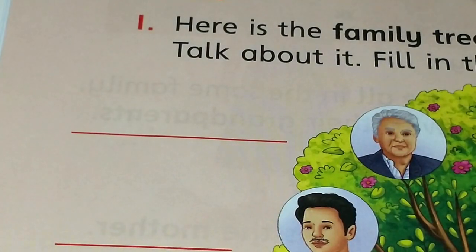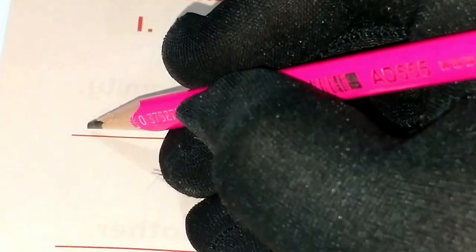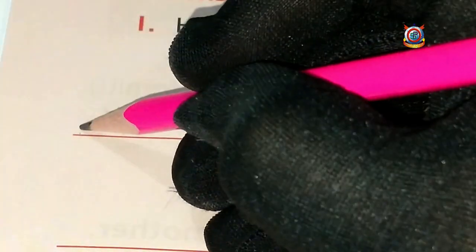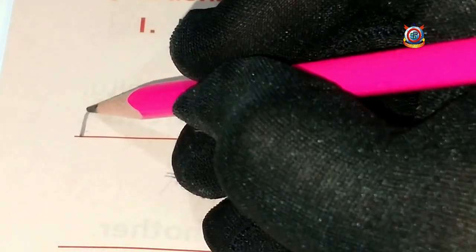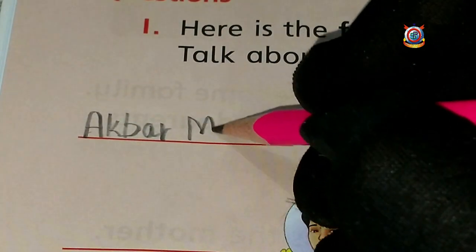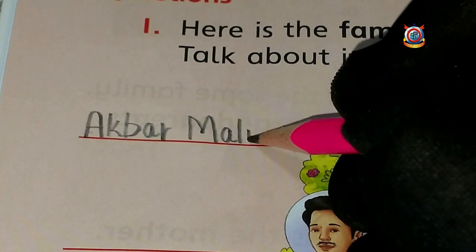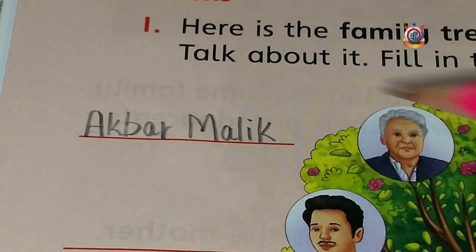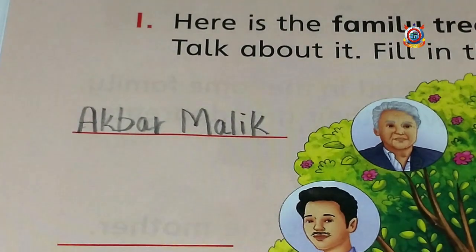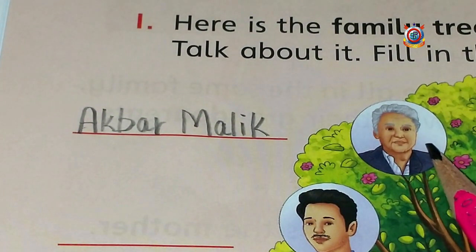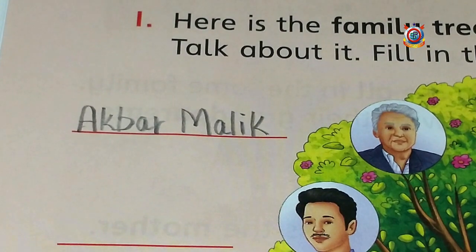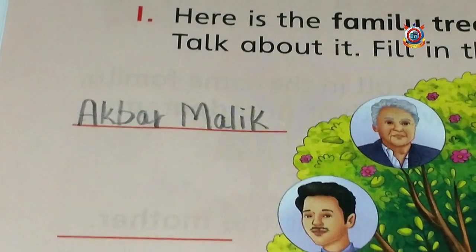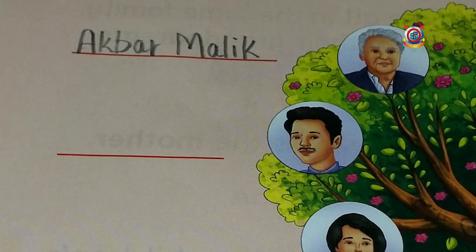Okay students, grab your pencils and start writing his name. His name is Akbar Malik. Write in a neat and clean writing. Akbar Malik. His name is Akbar Malik. Very good. Now we will see who is the next person.